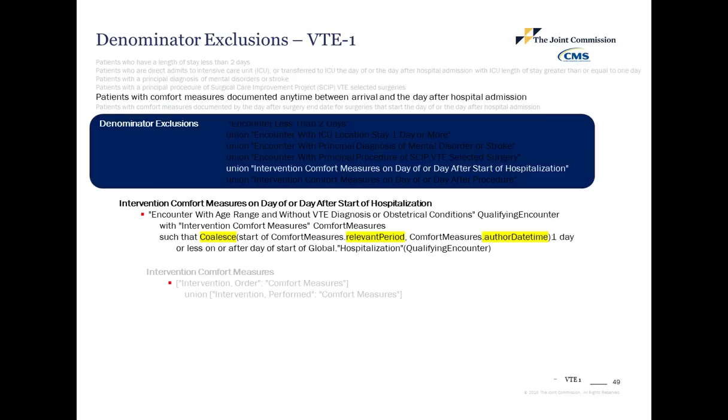So therefore, the logic uses coalesced to look for these timestamps. We first look for relevant period from intervention performed. If relevant period does not exist, then the logic looks for author date time, when the comfort measures was documented. So then we're looking for comfort measures to occur on the day or day after start of hospitalization. So notice we use that hospitalization function again.